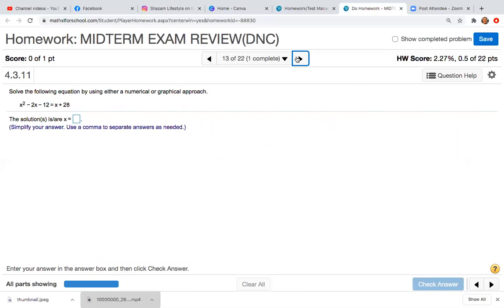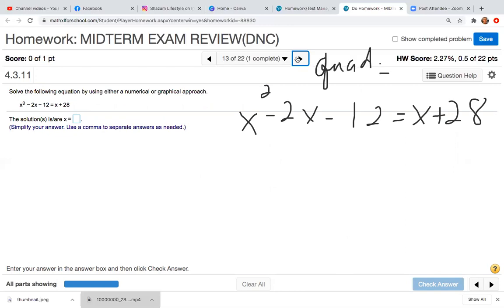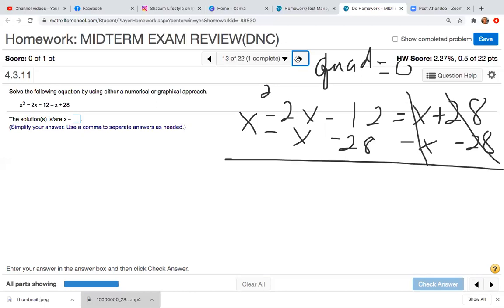So on this one right here, this quadratic equation, we have to solve it, guys. Let's see here, x squared minus 2x minus 12 equals x plus 28. First, we need to isolate the quadratic, as in set the quadratic equal to 0. So I'm going to do two things here. I'm going to subtract the x on both sides, as well as subtract 28 from both sides, so I can set the quadratic equal to 0. So essentially, this cancels out, leaving you with x squared minus 3x minus 40.